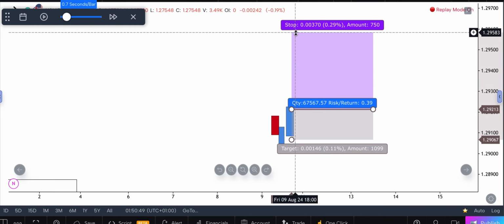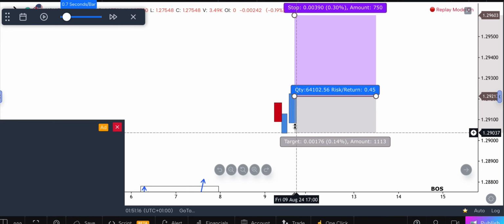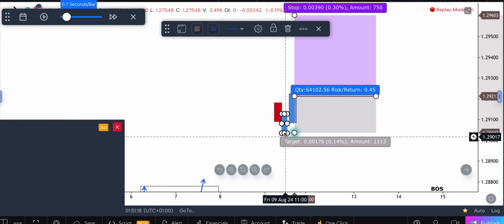I'm targeting that zone. Sometimes, if this third candle is not that far from this wick, from this second candle, you can just put your stop loss below this second candle and stay safe. But if this third candle is far away from this second candle, you can just set your stop loss below this third candle and target your POI.